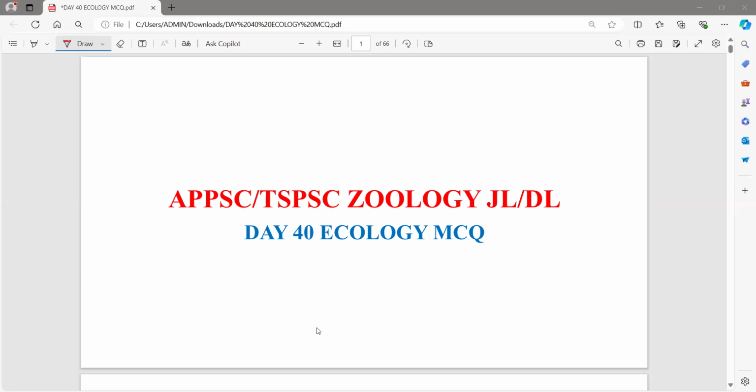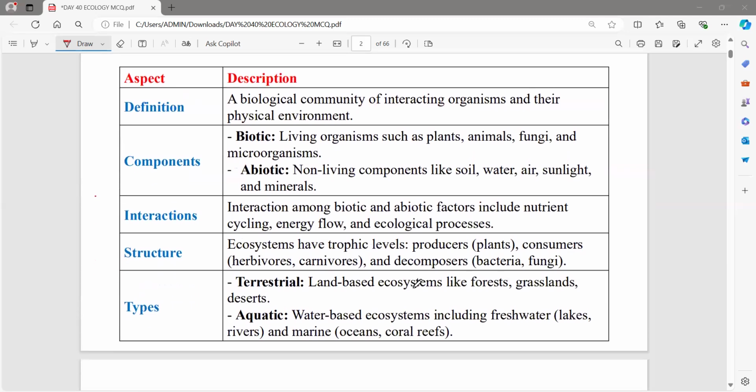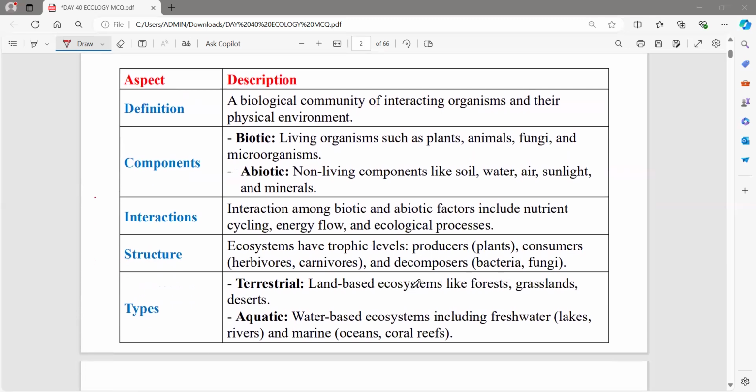Okay, fine. So from today we are going to start the ecology portion. Without any delay, we'll start today's class. So what is ecology? Ecology means the study of an ecosystem.